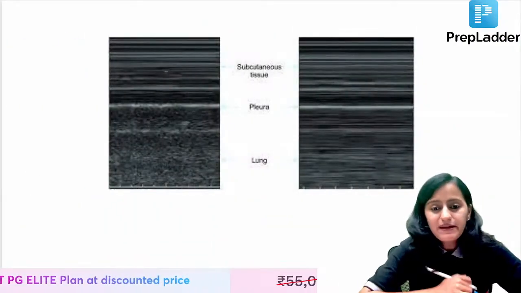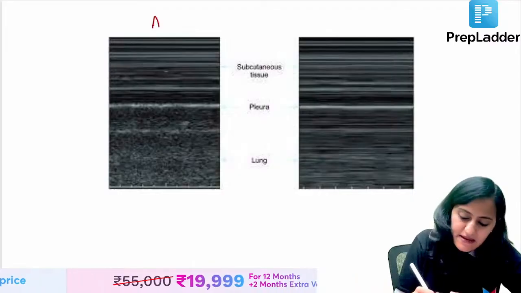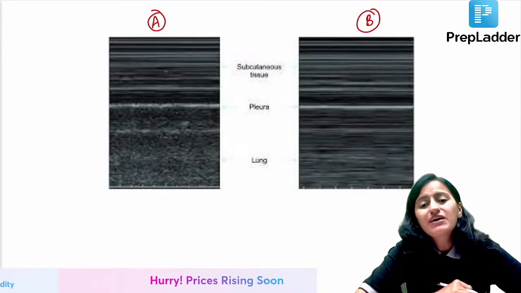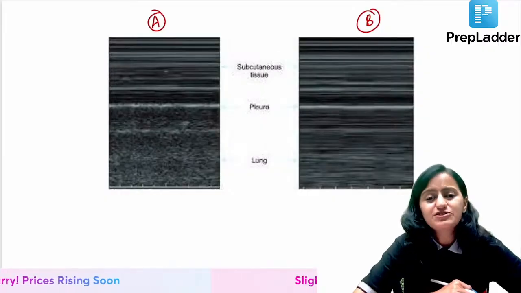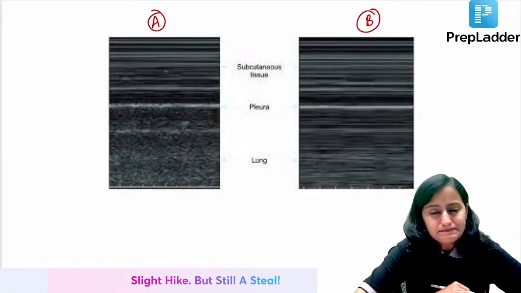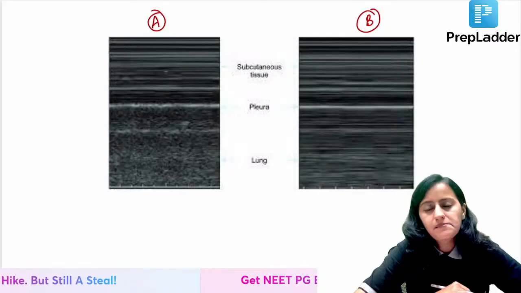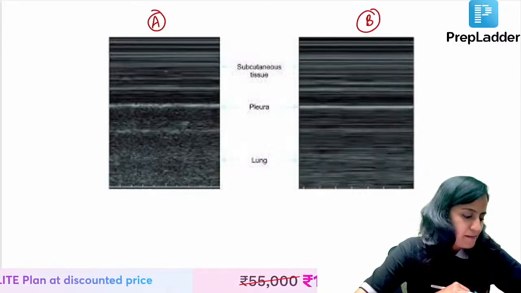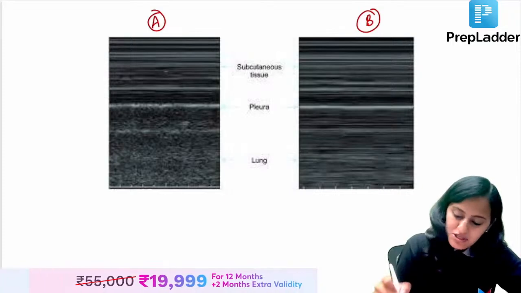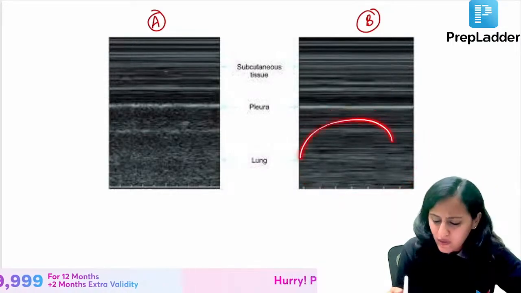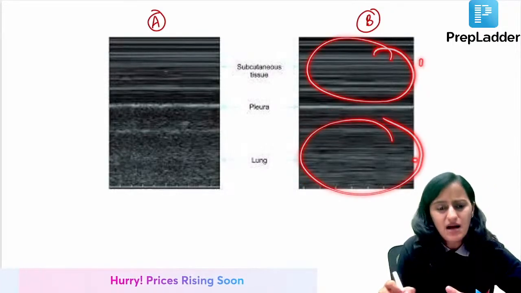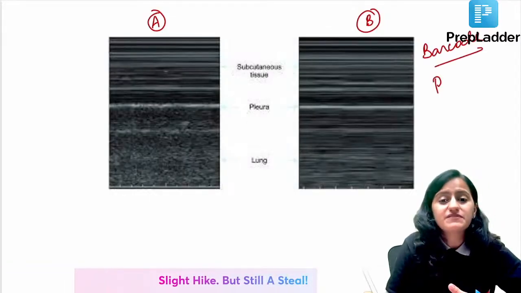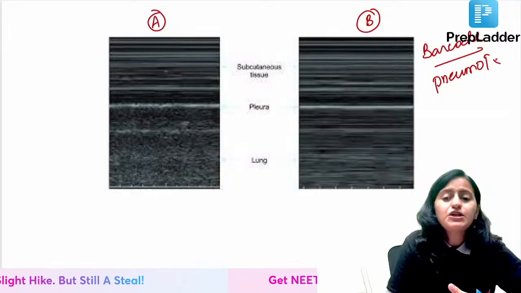Now out of image A and image B, which is abnormal? What investigation is this? Ultrasound, M mode of ultrasound. Out of image A and image B, which is abnormal? Very good. B is abnormal. You are seeing that the lower half of the image is similar to the upper half. So this is called the barcode sign or stratosphere sign, which is seen in pneumothorax.